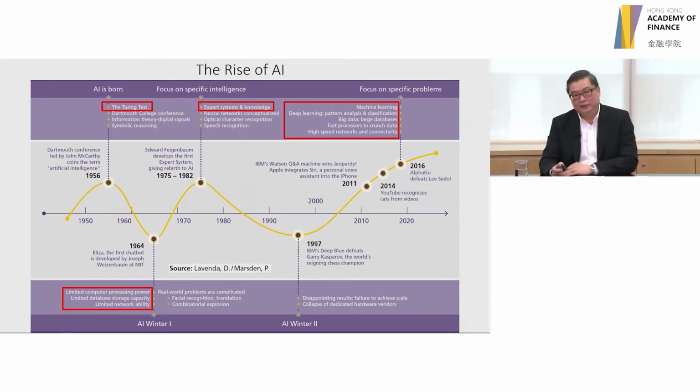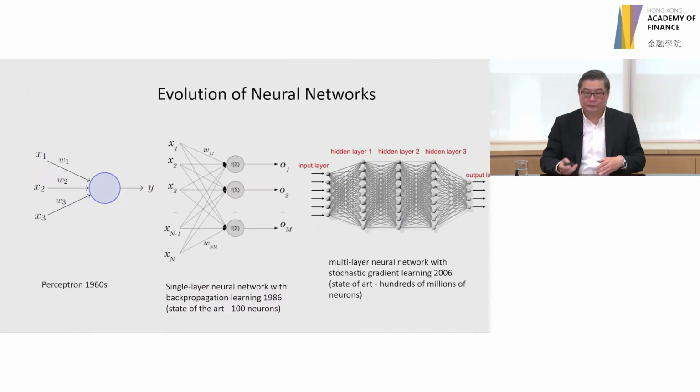Coming back to this exponential growth and development, machine learning came back around 2006. Why? Because the four conditions I just mentioned started to appear. They became mature. Computers became faster, and there was more and more data available.